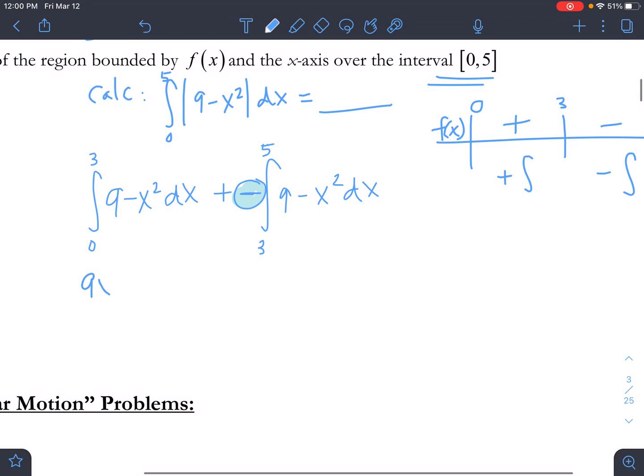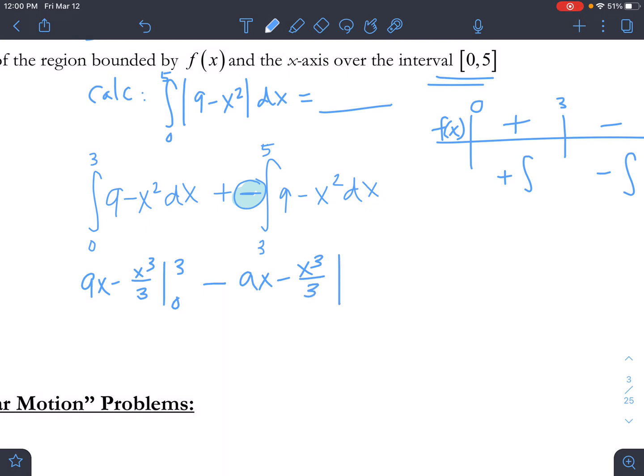I'm not going to show all my calculations. We already know that this is 9x minus x cubed over 3 from 0 to 3. And now, if you want to write plus negative, we could just say minus 9x minus x cubed over 3 from 3 to 5. If you plug in 3, you get 27 minus 9, which is 18, minus if you plug in 0, you get 0. And then this guy, minus, if you plug in 5, you get 45 minus 125 thirds. Plug in 3, you get 18. So this would give you negative 44 thirds.